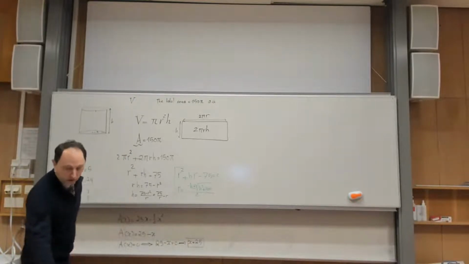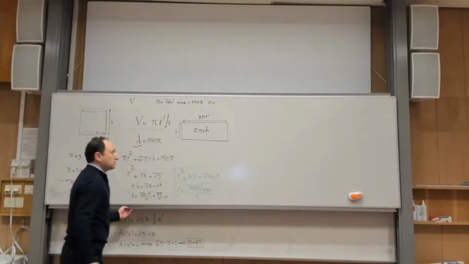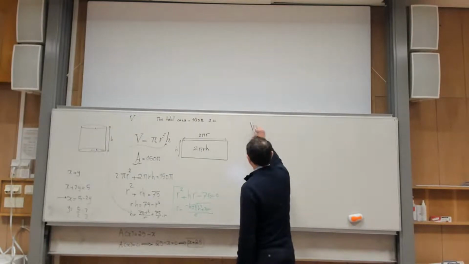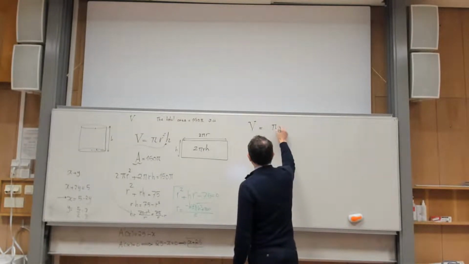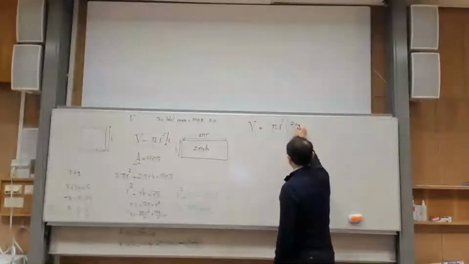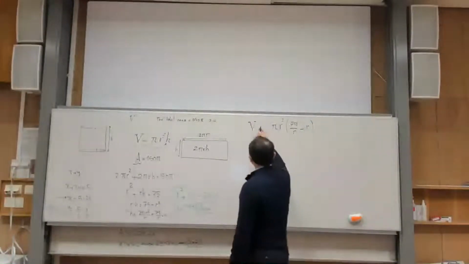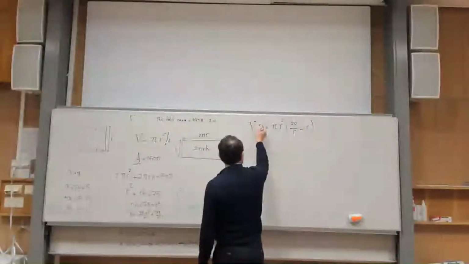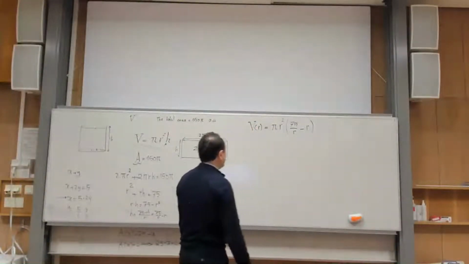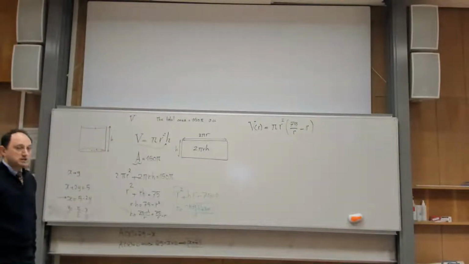So this means that when I found h, I will go and put it back here. Then I finally get my target function in one variable. So this becomes V equals pi r squared, instead of h, I put 75 over r minus r. And now I can safely call it V, or if I want to emphasize its function behavior, I can call it a function of r. Is that right or not?